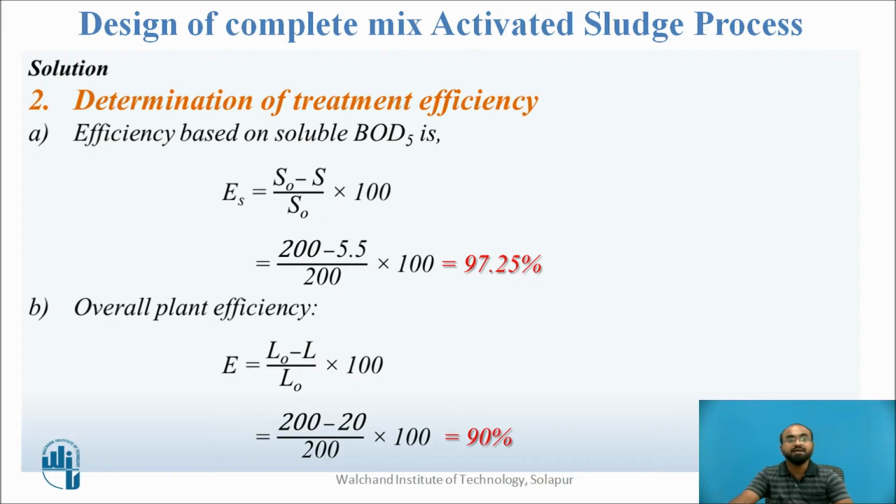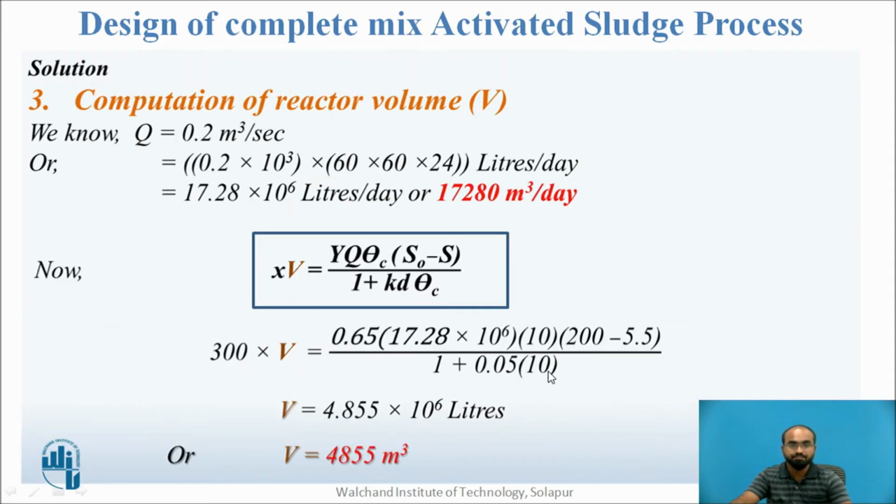The second one will be overall plant efficiency, which we can write as E, which is equal to L naught minus L divided by L naught multiplied by 100. So that is 200 minus 20 divided by 200 multiplied by 100, which will come to about 90%.